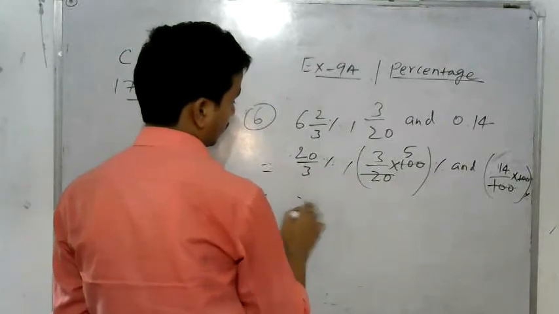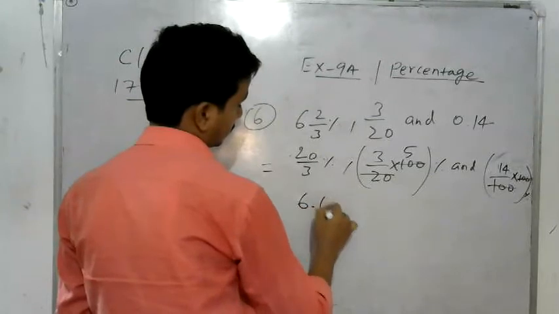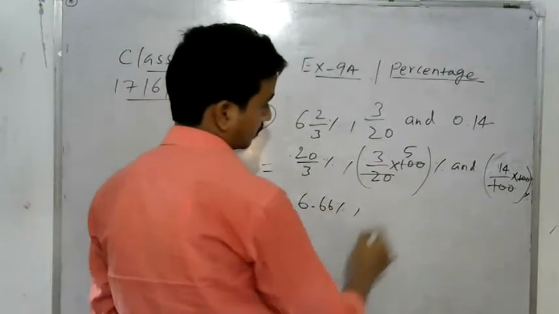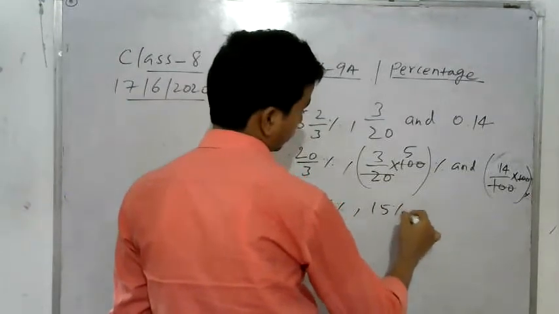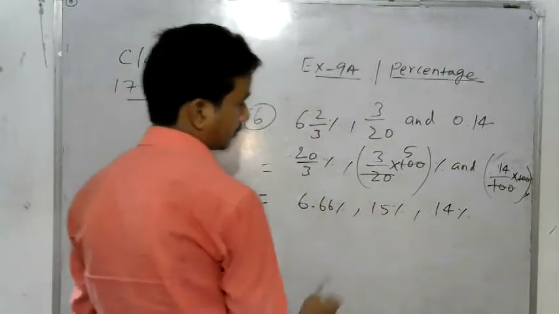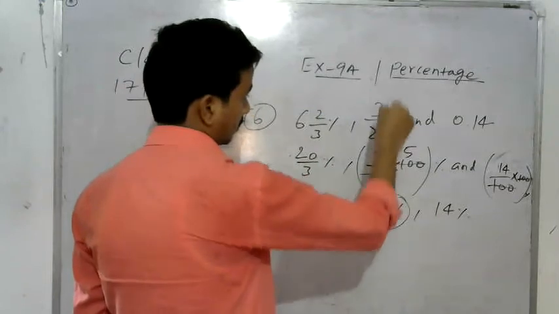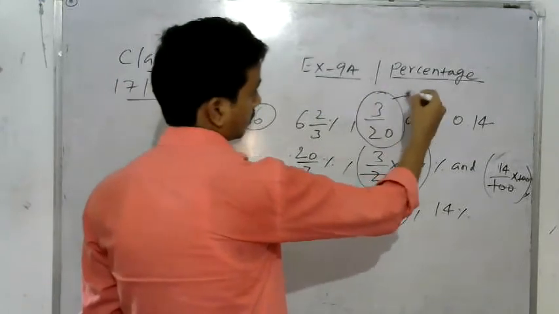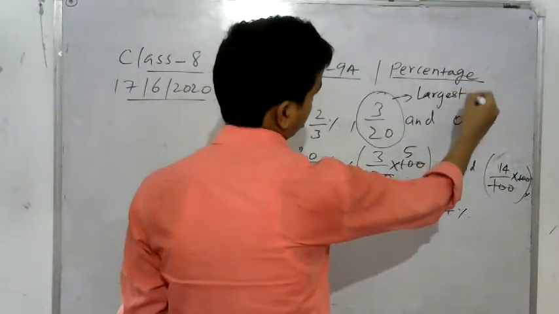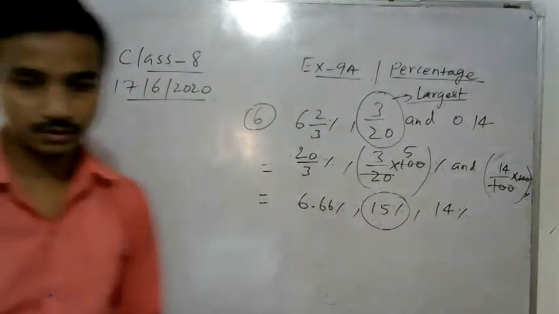So this is 20 by 3. 20 by 3 means how much? 3 6s are 18, 6.66%. And here this is 5 3s are 15%, and here 14%. So out of these, which one is the largest? This one, 15% is the largest. So this 3 by 20 is the largest among all these. Okay, in this way you will solve it.